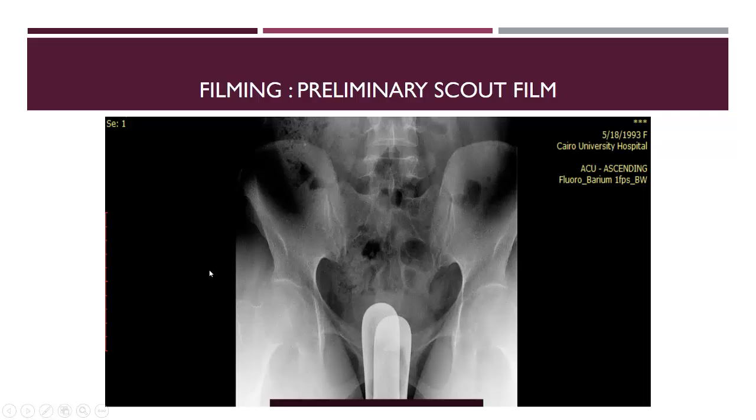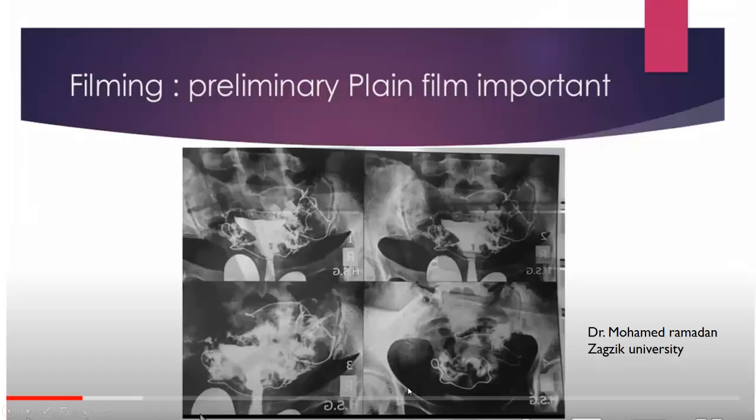This preliminary scout film is very, very important in order to rule out if there is any abnormal opaque shadow in the pelvis and in order to adjust the dose. Of course, when we do it under fluoroscopic control, with a DICOM viewer we can adjust the brightness and contrast. But the main aim is to exclude the presence of opaque material, like this one, which I got from Facebook from our colleague.